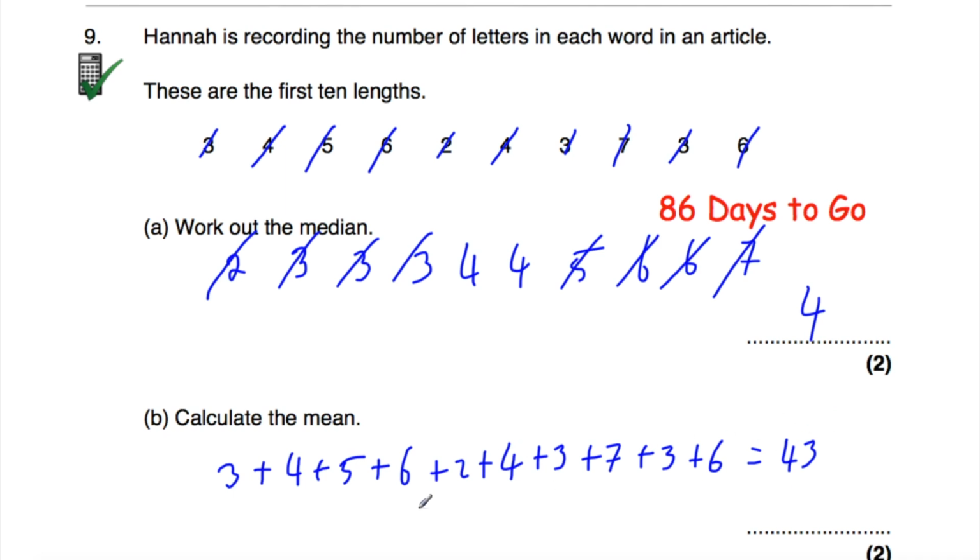So we've got the grand total. We now just need to divide that by the number of numbers, which is 10. So 43 divided by 10 is 4.3. So the mean is 4.3. So we found the median and we've worked out the mean. And then our next part.